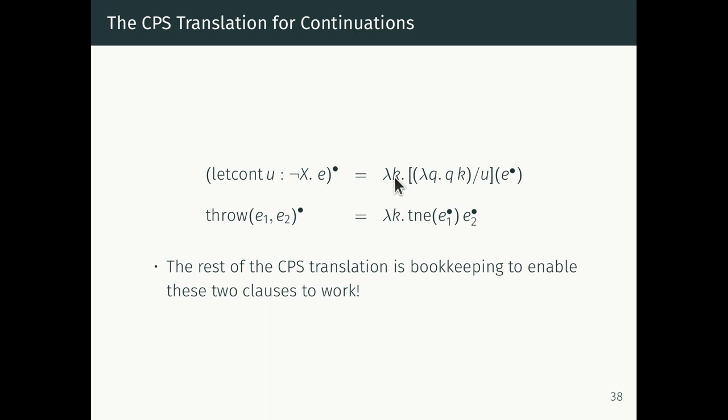And similarly for let cont, we're going to stick not X in the context, and so when we translate it, it'll have the type not not not of the translation of X. And so if you get a K which has the type not of X, because this whole thing will have the type not of something, you can construct that triply negated thing by saying, okay, lambda q applied to k, and then we substitute it for u in the translation of e. And so, again, draw the typing derivations, and in particular, the typing derivation for this function right here, and you'll see that everything works out the way that you expect, in a type-correct fashion.